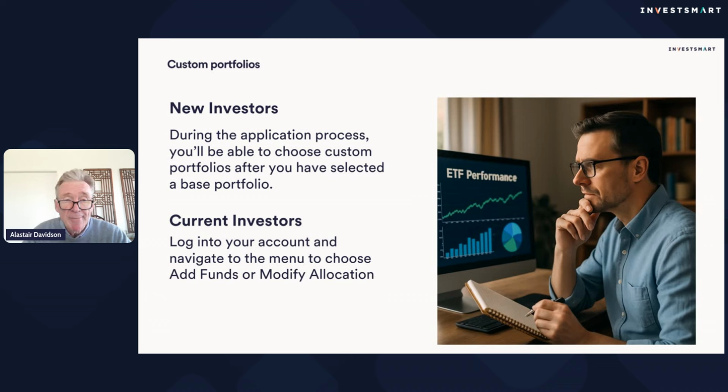If you're an existing investor, it's quite easy. Just log into your account, navigate to the menu to choose add funds or modify your allocation. And you can see all the choices of ETFs there. There's a drop-down list of everything that's available. And as we said, if there's things that you think should be there, please contact us, email us, and we will look at adding them on. And we hope to have an investment committee in the next 3 weeks where we will add 3 or 4 additional ETFs to the list that we currently have.